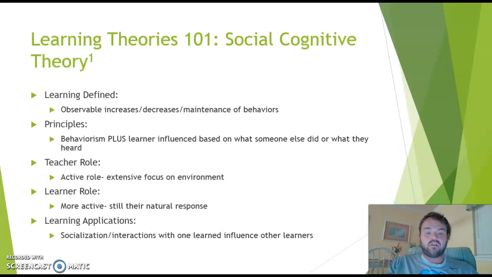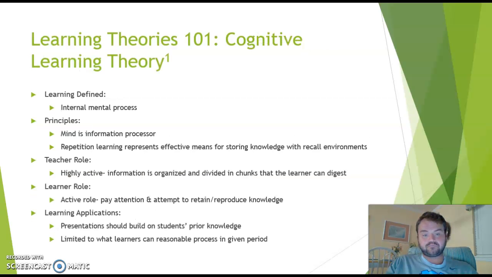The social cognitive theory is observable increases and decreases, kind of the same thing, in maintenance of the behaviors, but this is behavioralism plus the learner is influenced based on what someone else did or what they have heard, that social aspect of it. The teacher plays an active role. The learner is a little bit more of an active role than the previous, but still using their natural responses. And then the learning applications is kind of socialization, the interactions with the one learned influence, and that's how they kind of learn from that, is through those social interactions.